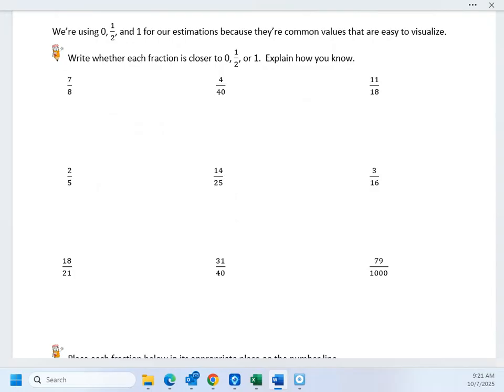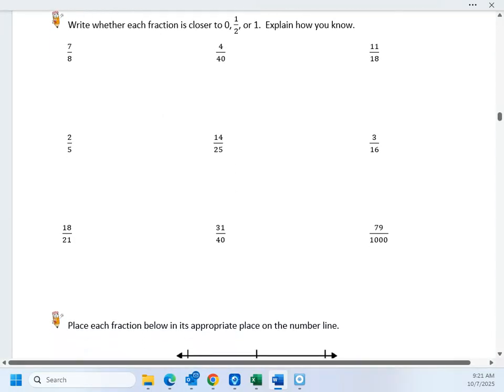So we're going to practice it. For this one, we're going to say whether each fraction is closer to 0, a half, or 1, and we're going to explain how we know. So let's look at how we're going to do that. If we have 7/8, do you think that's closest to 0, a half, or 1? Thinking about what we were just talking about.